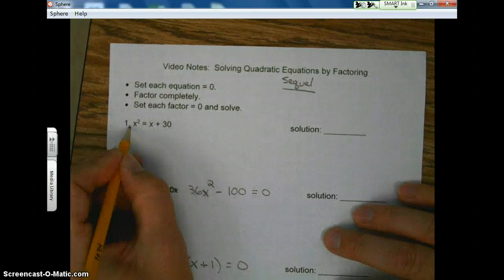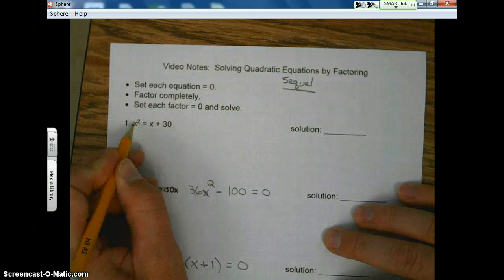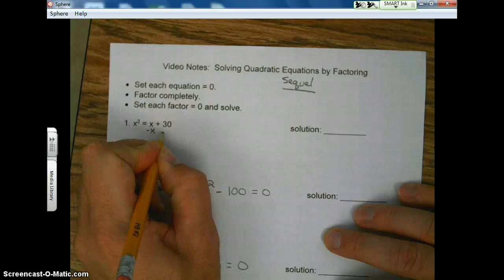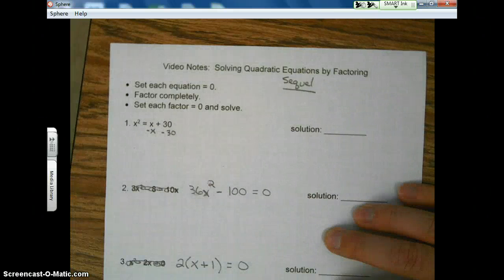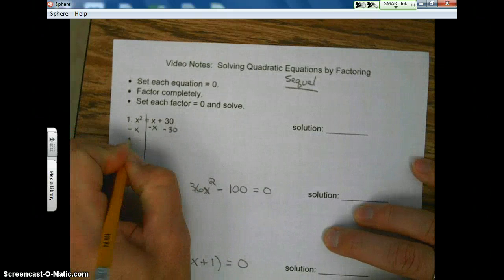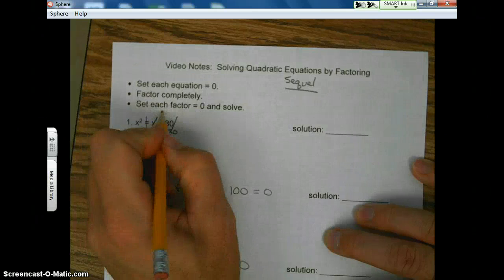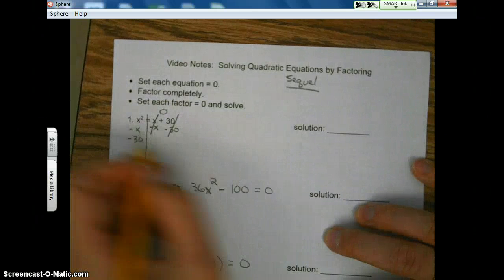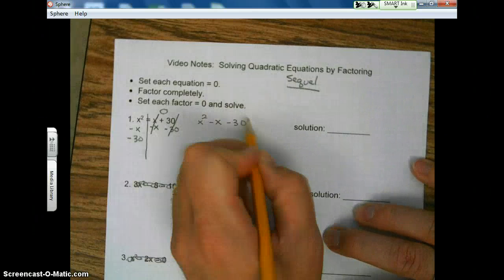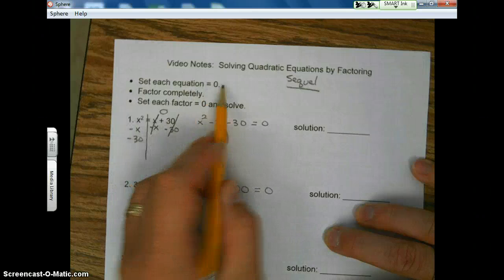So let's set this equal to 0. Notice my x squared is positive. Now, personally, I like to keep it that way. So I'm going to cancel everything on the right and move everything over to the other side. When I cancel these, that's going to leave me with a big fat 0. So I'm going to have x squared minus x minus 30 equals 0. Okay? So there we go. Set each equation equal to 0. Done.